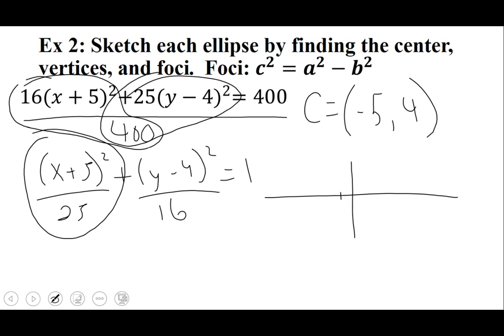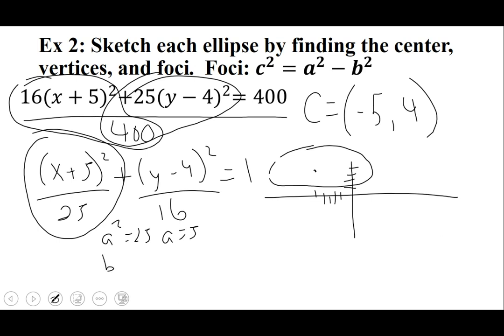So starting with negative 5, 4, there is my center. And again, I know that the ellipse is going to look like this. And if I want to find those exact values, that's what I'm going to do now. So from here, I'm going to say that a squared is equal to the larger value, which of course is 25. That means that a is 5.